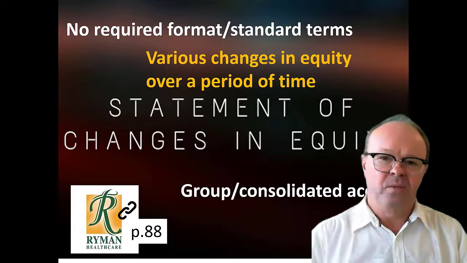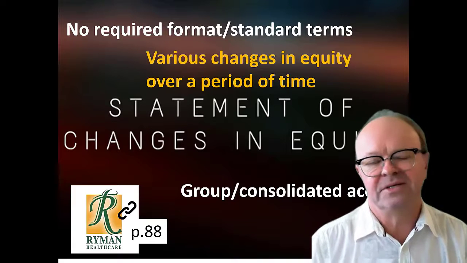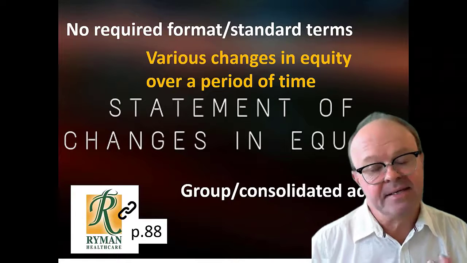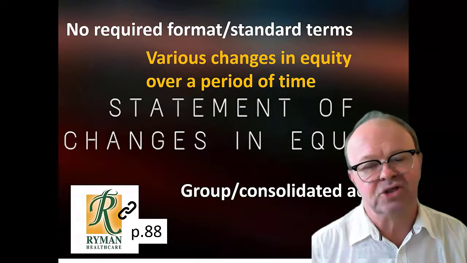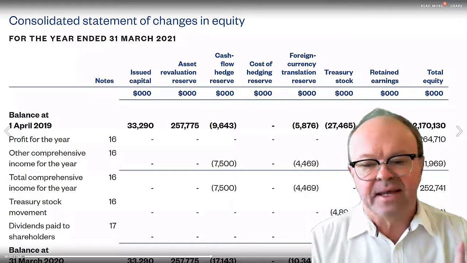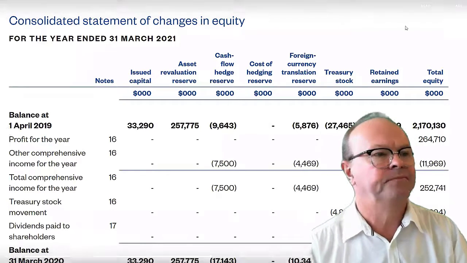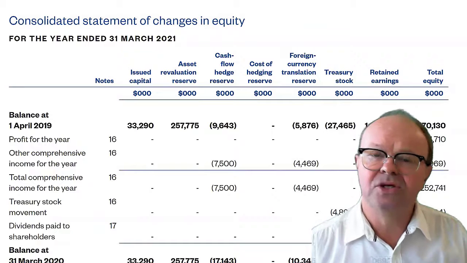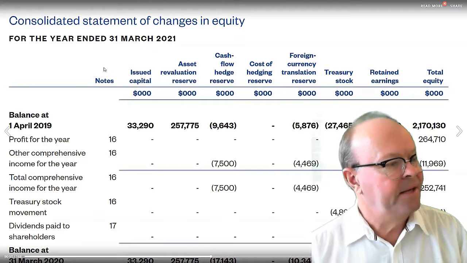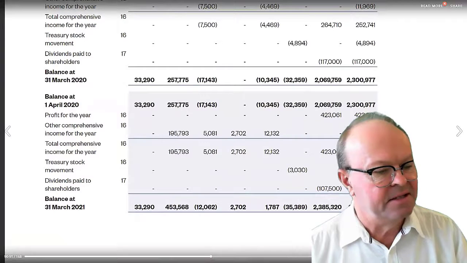Again, every listed company I've ever known is more than one company. So Ryman Healthcare is the parent company in which you invest if you buy shares on the share market, and it also owns a number of other subsidiary companies. Its accounts, just like everyone else's, are the consolidated accounts of the whole group. Here we've got the consolidated statement of changes in equity for Ryman Healthcare for the year ended 31 March 2021. That's the latest annual report, and it has last year's figures at the top, and then the second half is this year's.